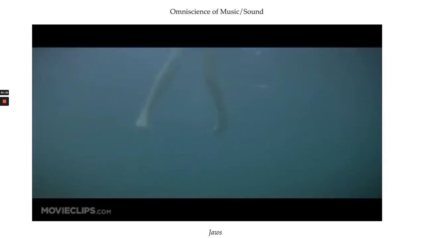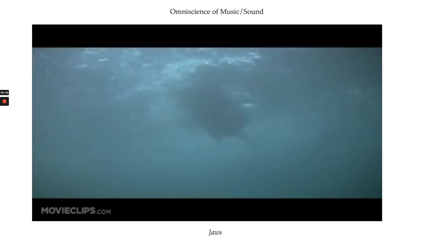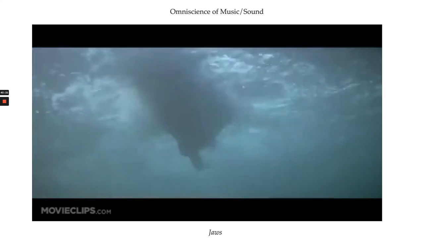Omniscience of music, right? So they don't hear that sound underneath the water of the shark coming in to gobble them up, right? But it's a way of telling the story, right? Getting the audience to feel and think something very specific, right? So kind of leave off there.